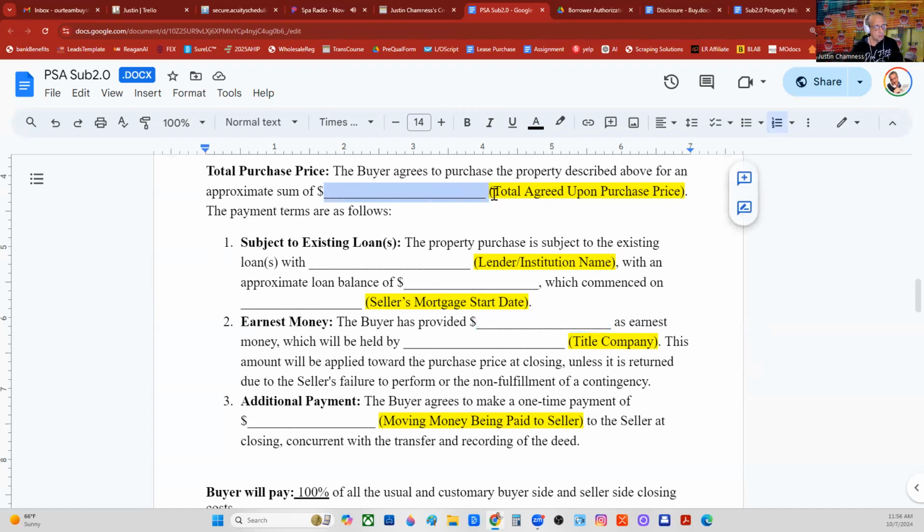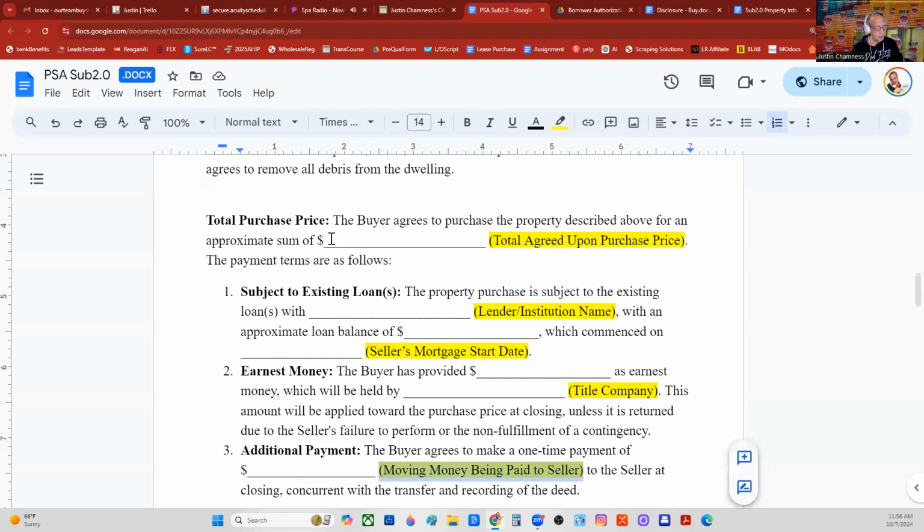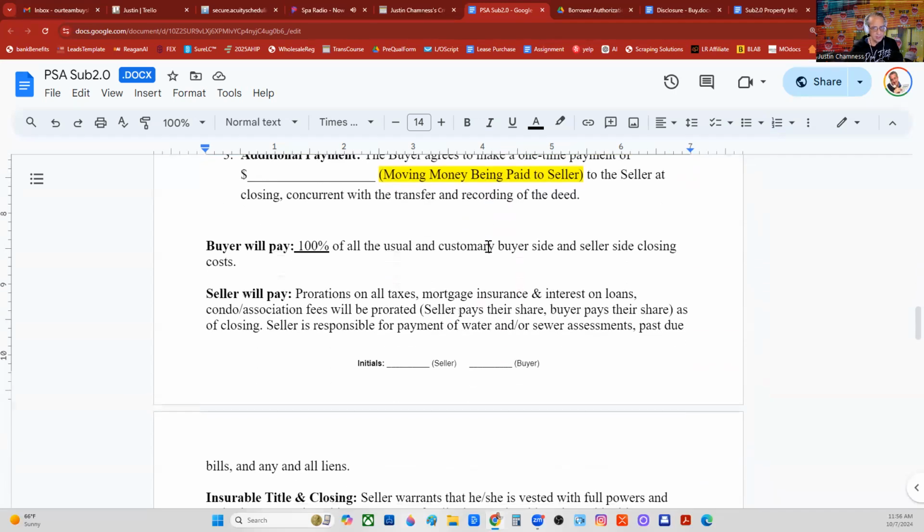So the total purchase price would be 198,000, because you're going to take over the mortgage of 196,000. You're going to give him $2,000 in moving money. Okay, so that's 198,000. So that's what you would put up here. The buyer agrees to purchase the property described above for an approximate sum of 198,000. All right.